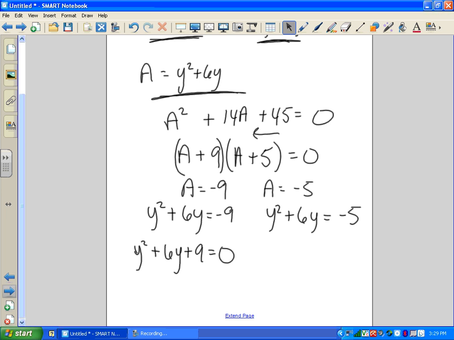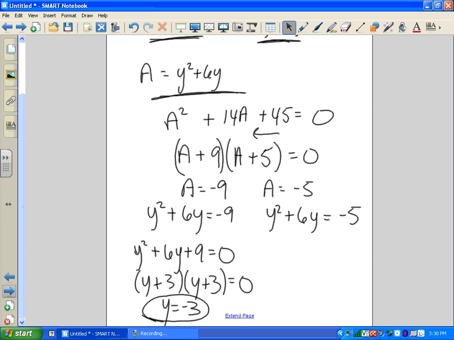So on this one, factors of 9 that add to give me 6 would be 3 and 3. It's actually a perfect square trinomial. It's really not important though. We could just do this. And so that's just going to give me one solution out of that one, which is the negative 3.